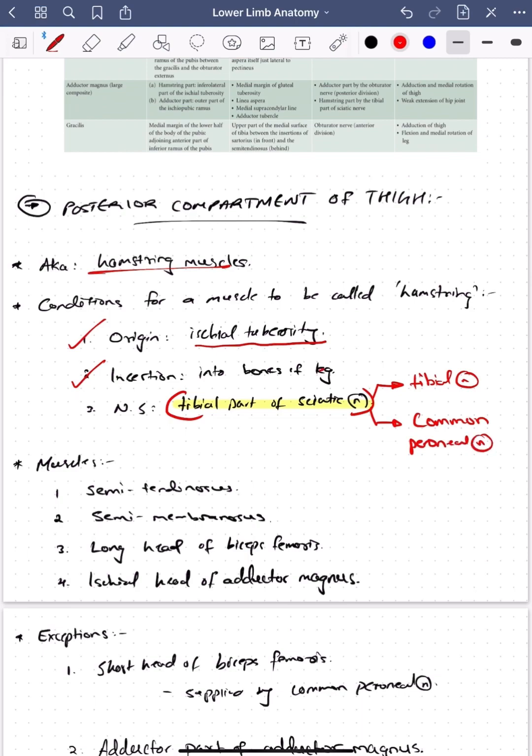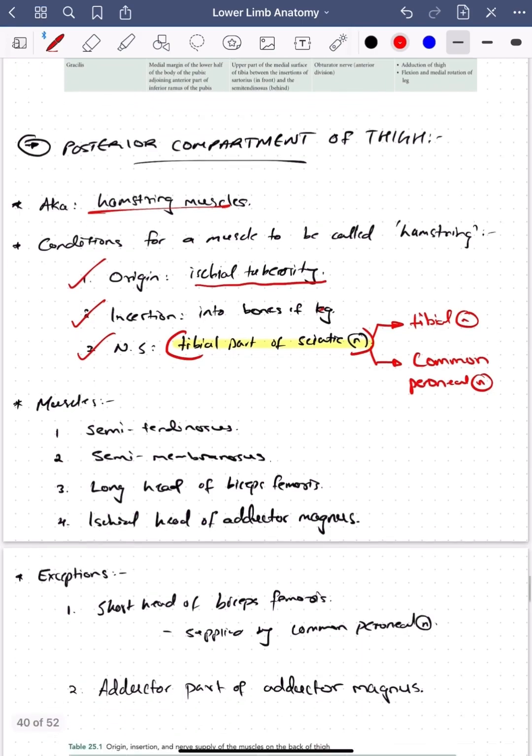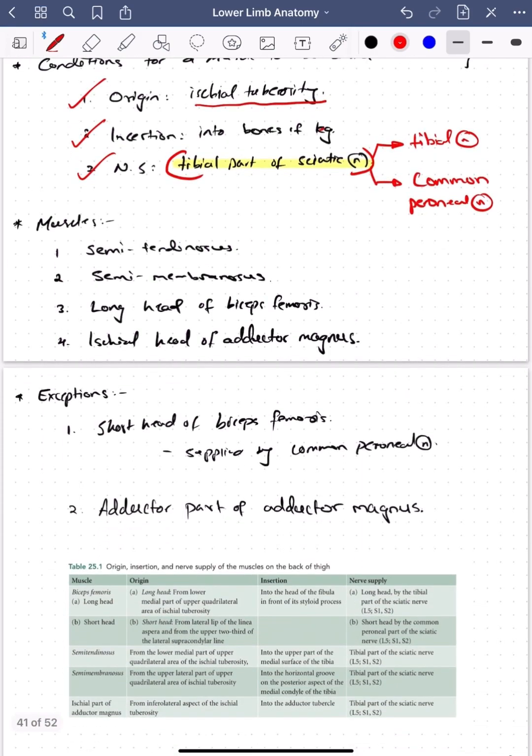Okay, so for a muscle to be called a hamstring muscle, they must have origin from the ischial tuberosity. They must be inserted into the bones of the leg, and nerve supply must be by the tibial part of the sciatic nerve. Now, what are the muscles that are included in the hamstring group? These are the two semi-muscles, the semitendinosus and the semimembranosus. Then we have the long head of biceps femoris, and the ischial head of adductor magnus.